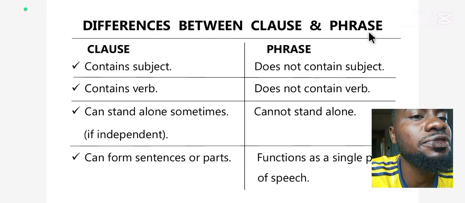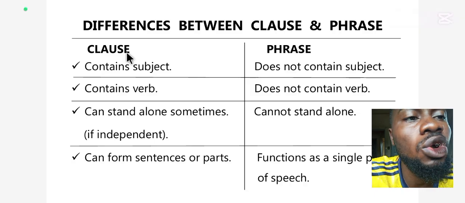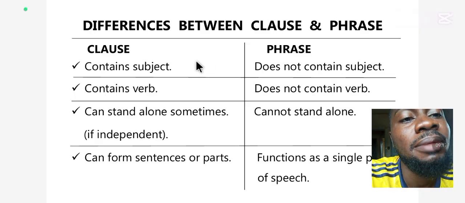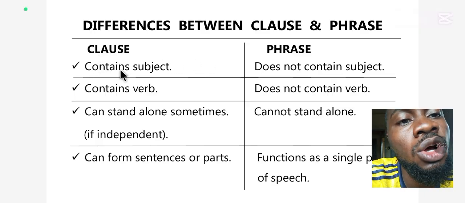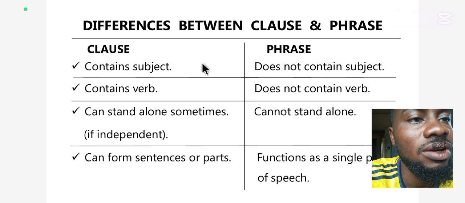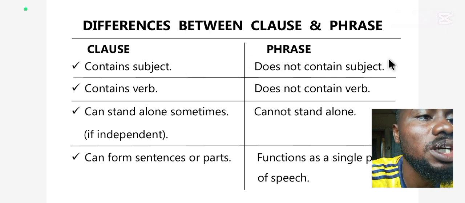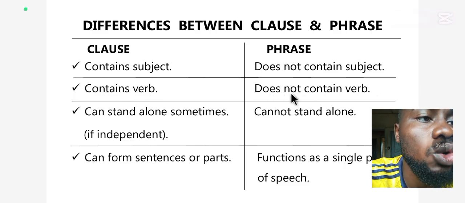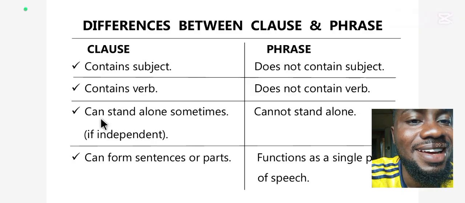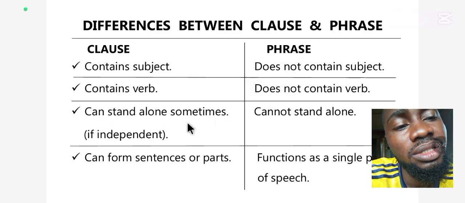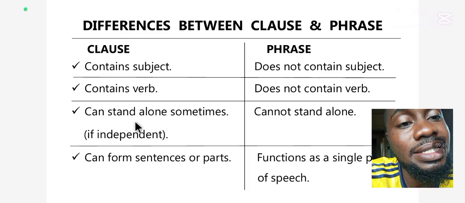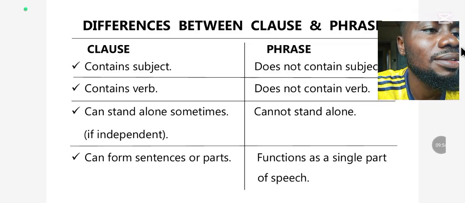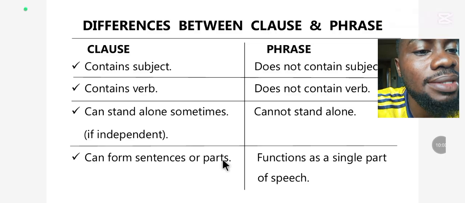Differences between clause and phrase. What are the differences? The left column on the table is for the clause and the right column is for the phrase, okay? Looking at the left side of the screen, we have the clause. A clause contains a subject, while a phrase does not contain a subject. A clause contains a verb, while a phrase does not contain a verb. A clause can stand on its own sometimes, especially the independent clause. A phrase cannot stand alone. Never. It never happens.